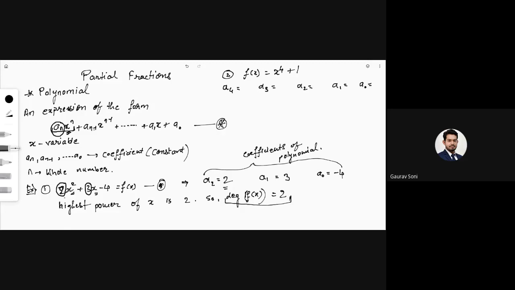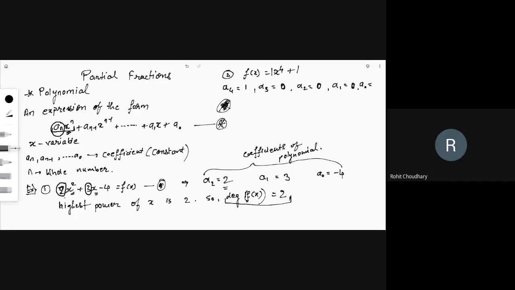What is A4? Can you look at the expression? The number associated with x raised to 4. What is the number you are looking at with x raised to 4? It is 1. Okay. So A4 is 1. A3 is absent. I mean, the x cube term is not there. So A3 is 0. The x square term is not there, so A2 is 0. The x term is not there, so A1 is 0. What is A0?